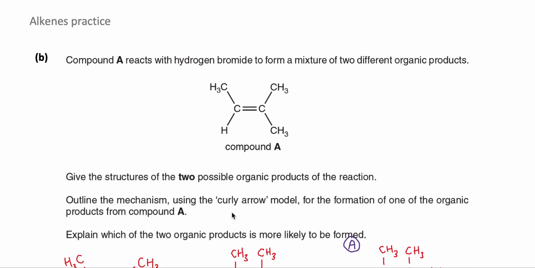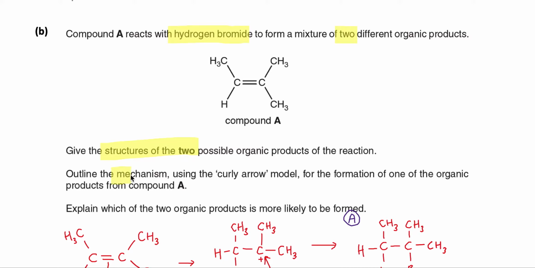All right, next question. I'm just going to run through the key parts of this question. So it's talking about compound A. It reacts with hydrogen bromide to form a mixture of 2 different organic products. It's then asking us to give the structure of the 2 possible products, then give the mechanism. So as you remember, mechanism is the curly arrows, and it's to show the formation of one of the organic products. So we have to show the mechanism for one.